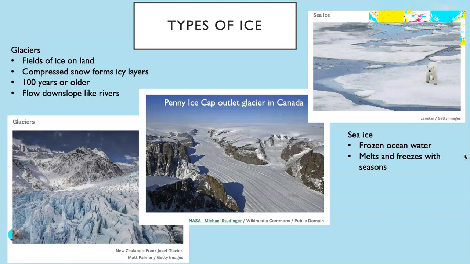They melt and grow depending on the season, and they're a very important habitat for Arctic animals. So polar bears are land animals, but they do a lot of their hunting by going on sea ice and grabbing seals out of the marine environment. So the disappearance of Arctic ice is of significant importance to animals like polar bears.